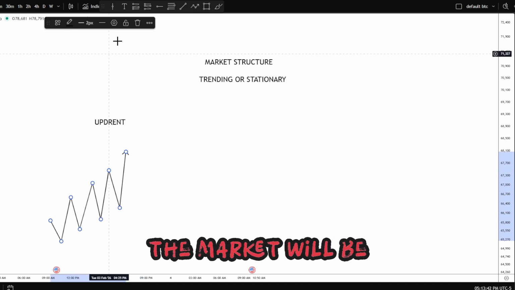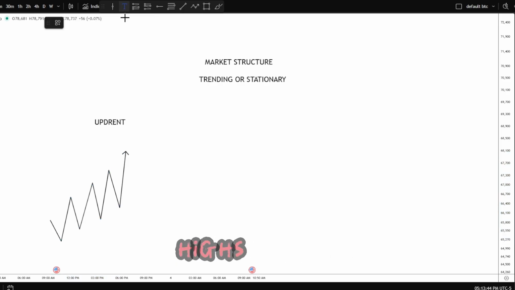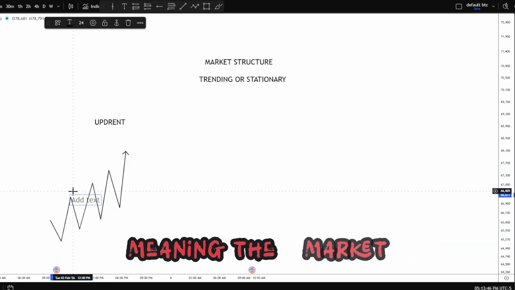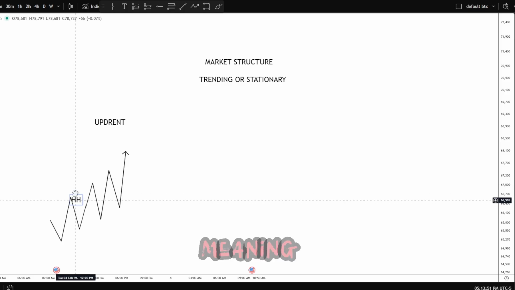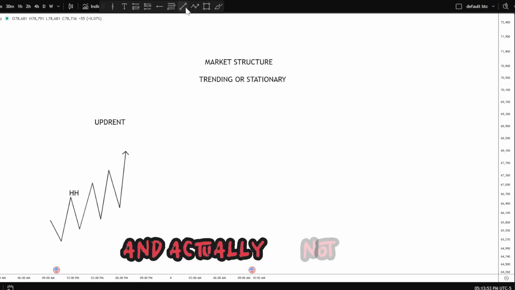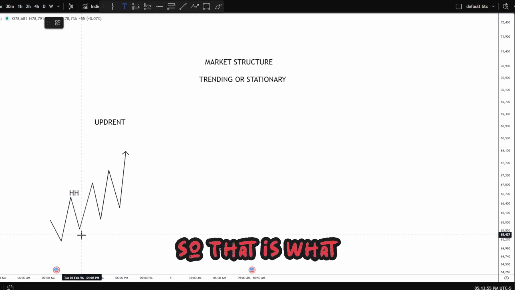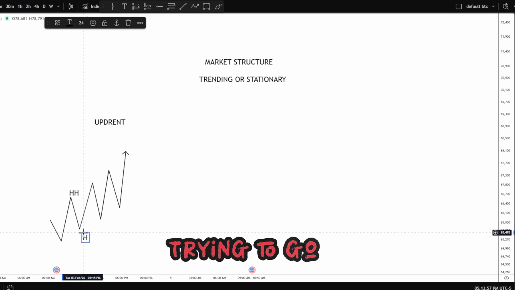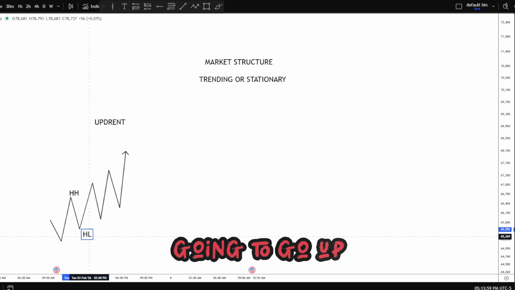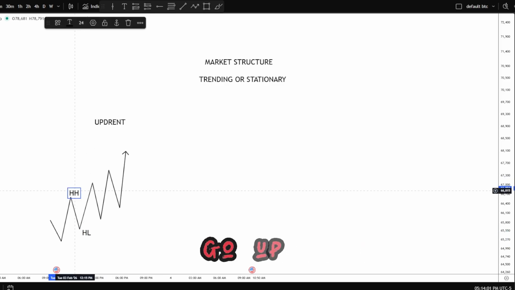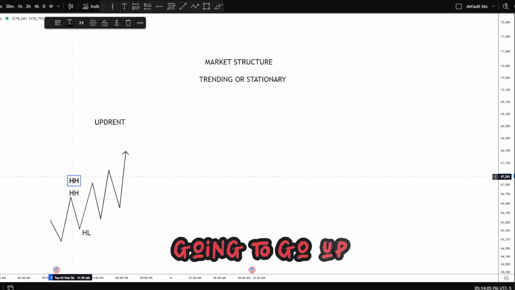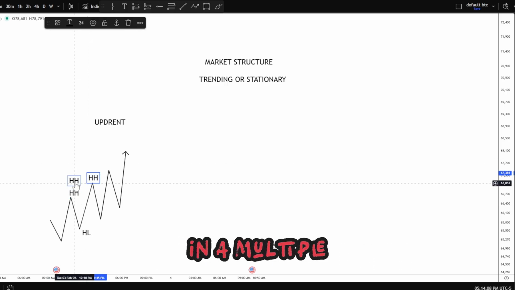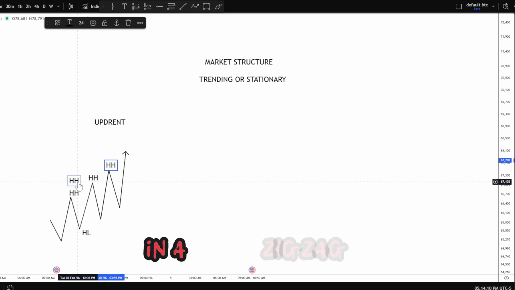The market will be giving you a series of higher highs and higher lows, meaning the market is trading up, meaning the market is going up and actually not coming down. So that is what an uptrend is. If the market is trying to go up, it's not going to go up in a singular fashion. The market is actually going to go up in multiple waves. The market moves in a zigzag manner.